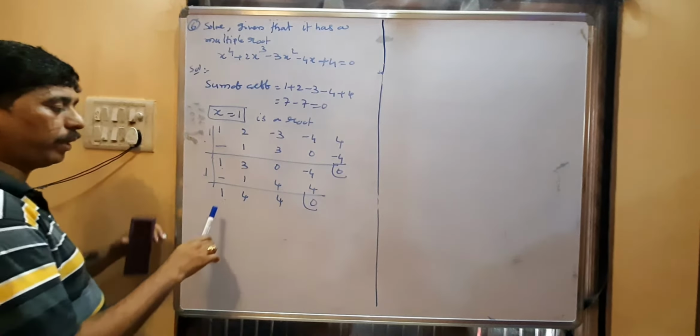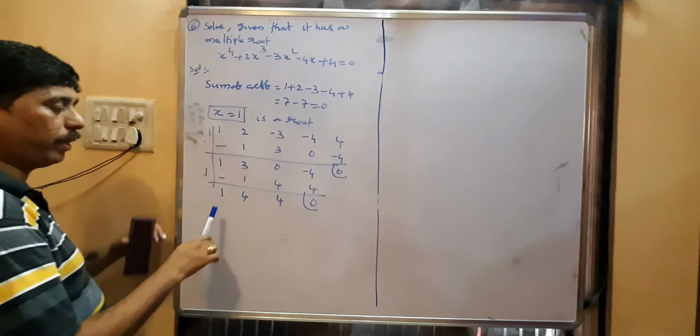Check the sum of the coefficients: 1 - 3 - 5 + 27 - 32 + 12. 1 plus 27 is 28, 28 plus 12 is 40, and 40 minus 40 is 0. So x = 1 is a root. Using 1, you can do the synthetic division.